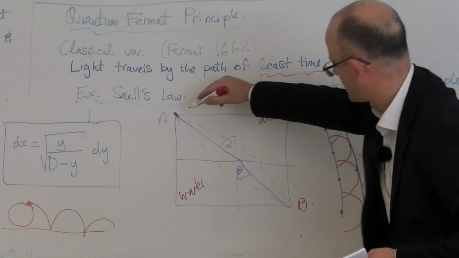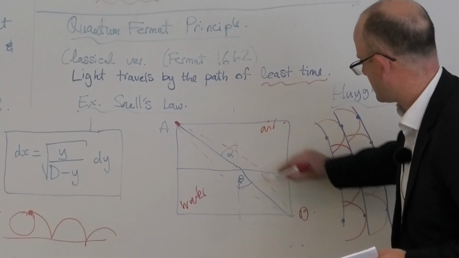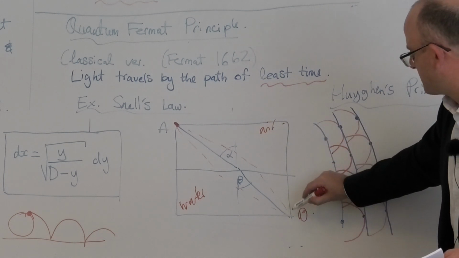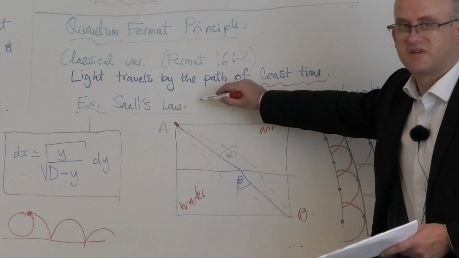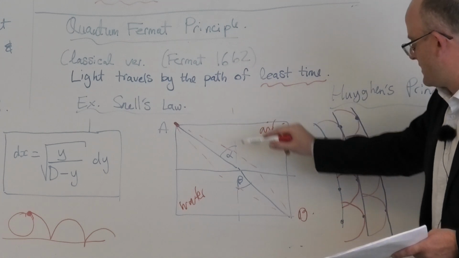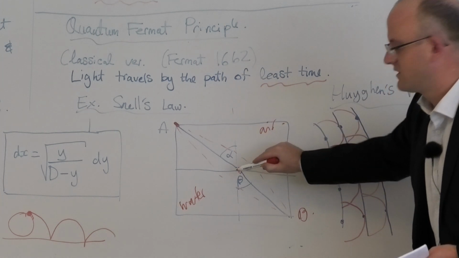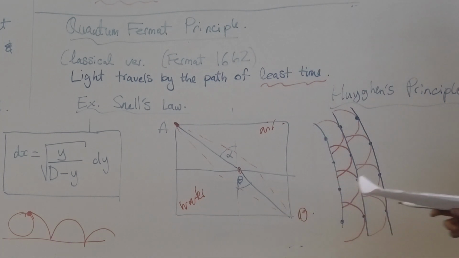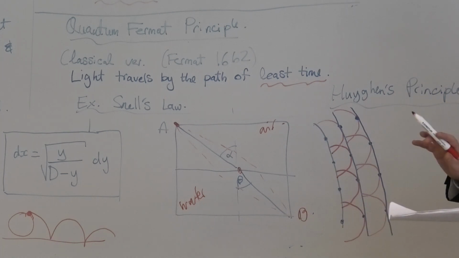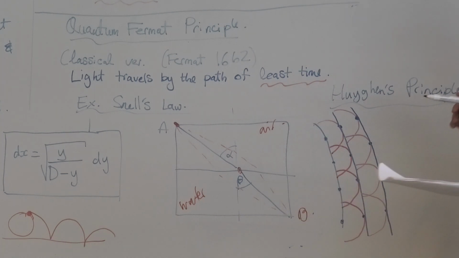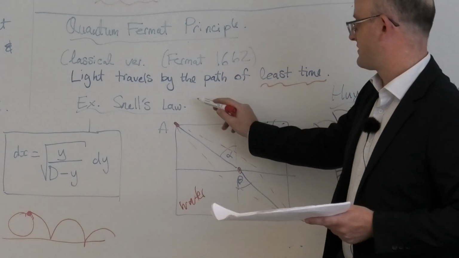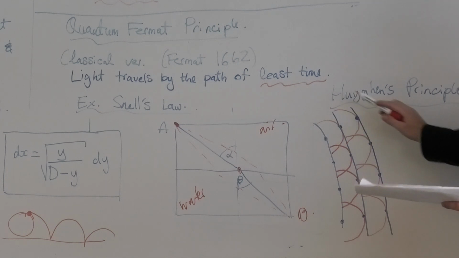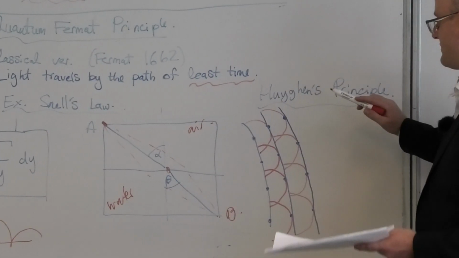If I pick any other path, as given by the red dots here, and I measure how long it would take to go from A to B, the physical path is the path of least time. You can figure this out using a variational principle, and indeed you will use that to derive Snell's law. Now, associated with this is the Huygens principle.